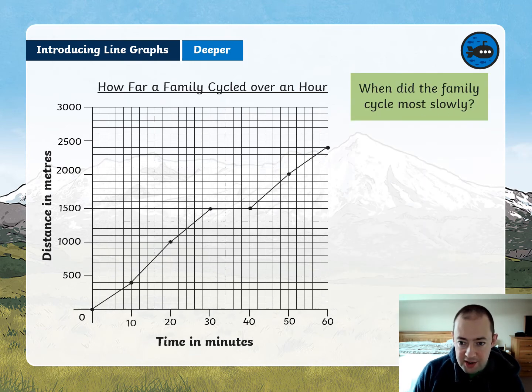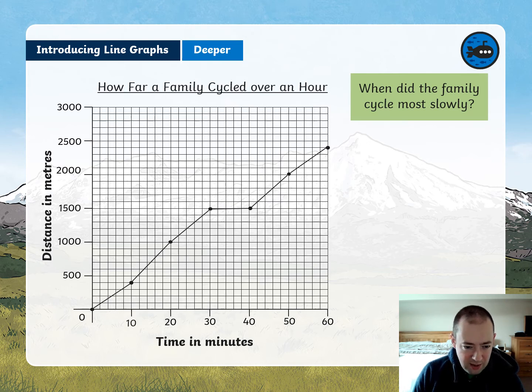Now this is a different type of question. When did the family cycle most slowly? It asks you to look at the data and think, well, when is it increasing the least? So I'm looking for the line that's the least steep, which would indicate they're not going forward as fast. Now if I have a look at that, I can see between 50 and 60. That probably makes sense because after 50 minutes they're probably getting a bit tired.